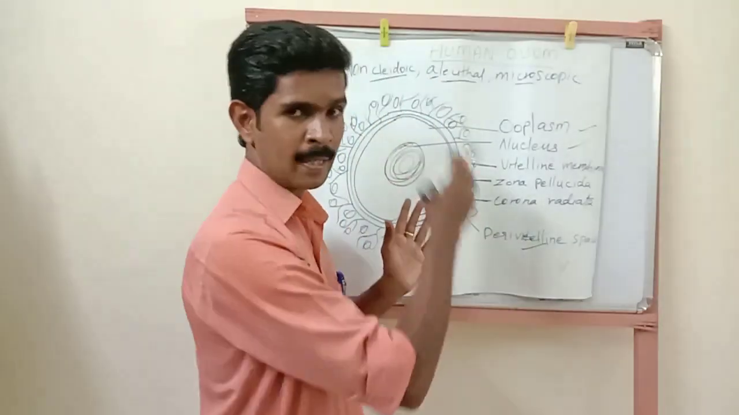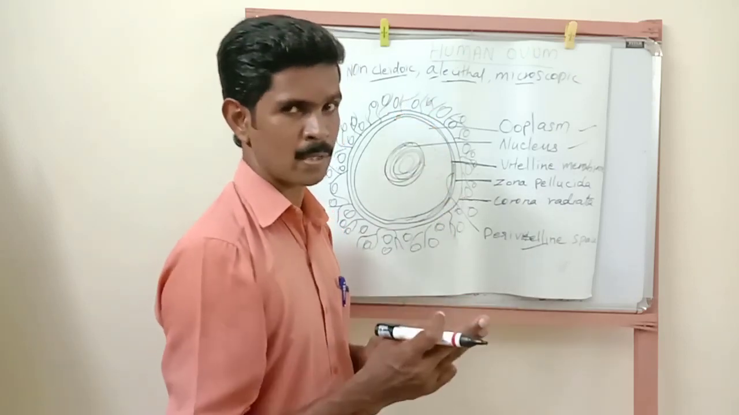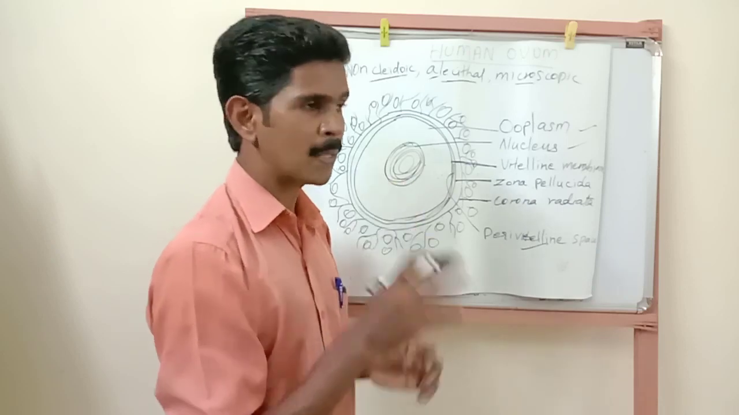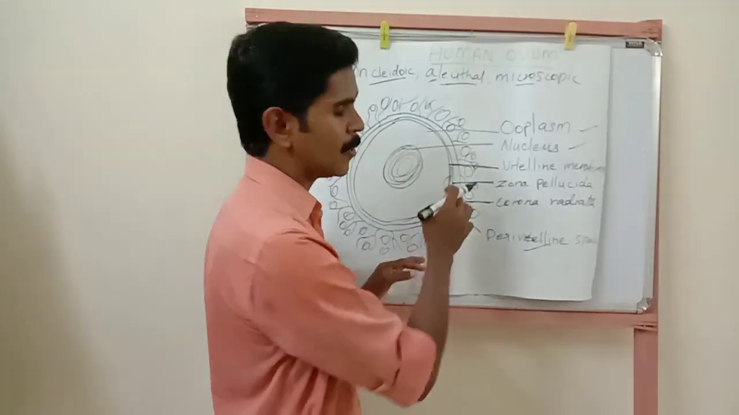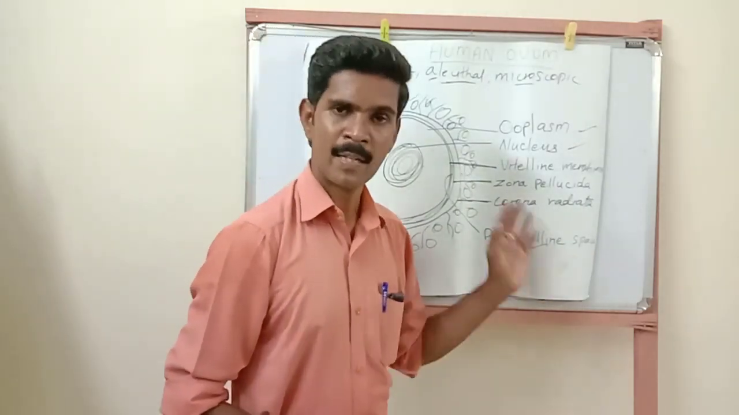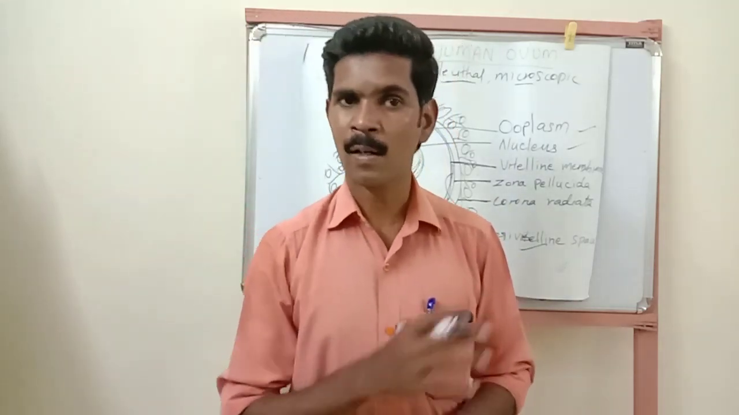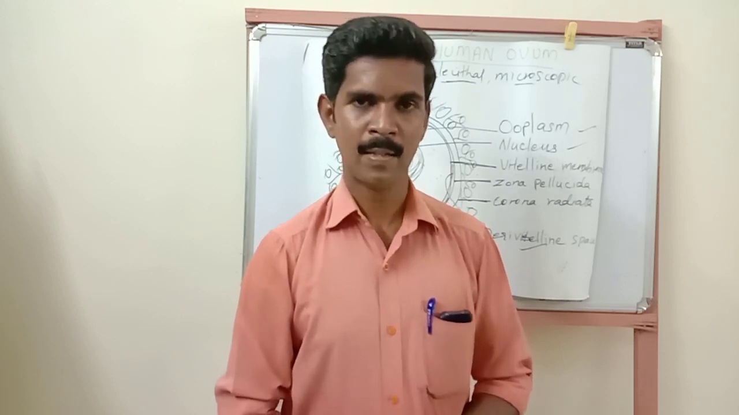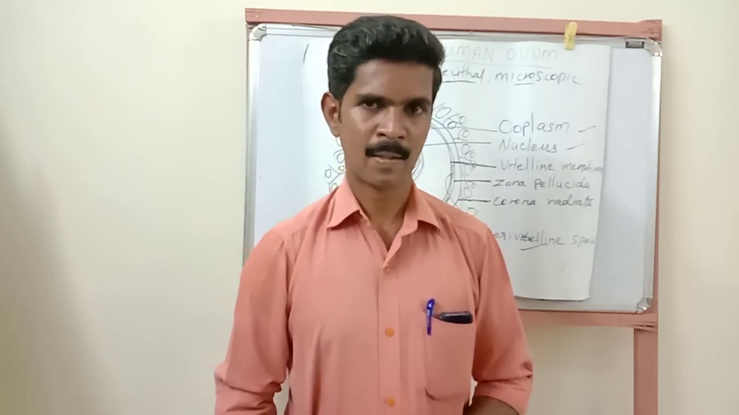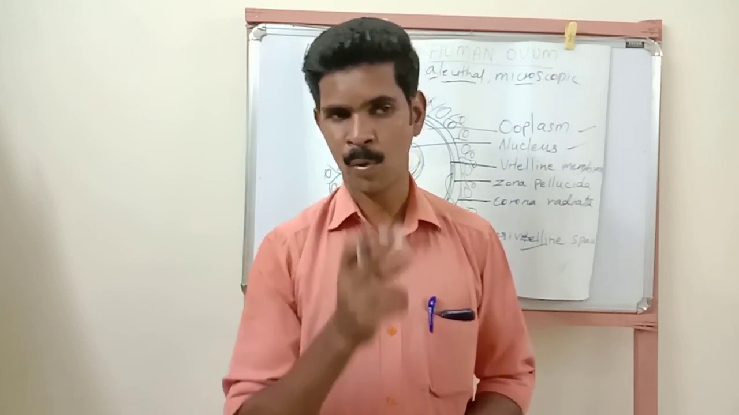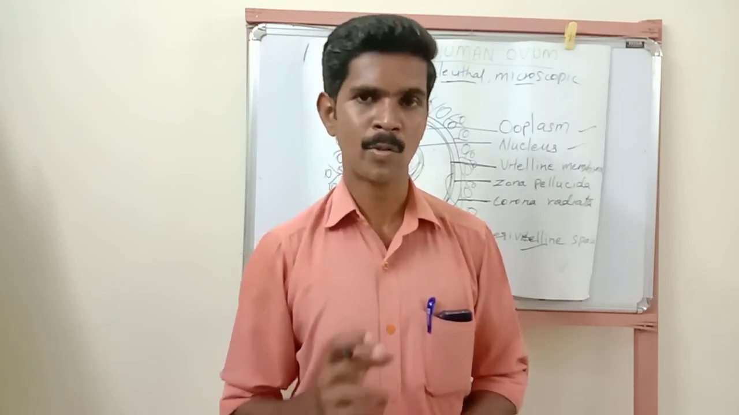Sometimes the diagram, like I told you in the last class about the sperm diagram, they will ask for a 2-mark question. Actually it's a 5-mark question, but sometimes they ask the diagram for 2 marks. Like that, the diagram of the structure of ovum or egg cell may also be asked for a 2-mark question. I hope you all understood all these topics. So try to complete today itself. Both the sperm diagram and the egg diagram are very important for 2-mark questions.